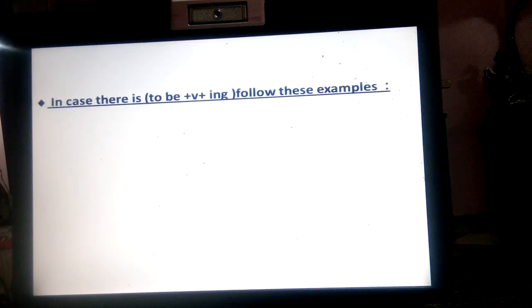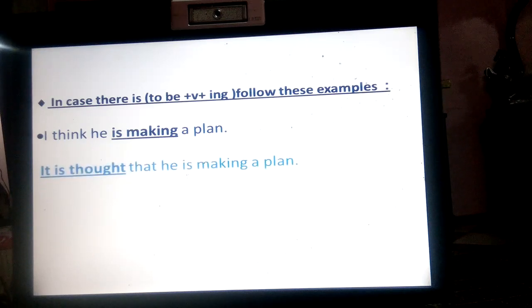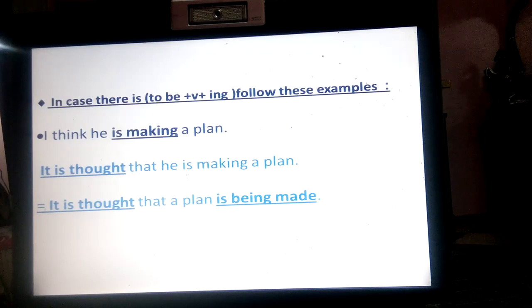Okay? In case there is to be plus verb plus ing, present continuous, follow these examples. I think she's making a plan. It is thought that she's making a plan. It is thought that a plan is being made. It is thought to be making a plan.